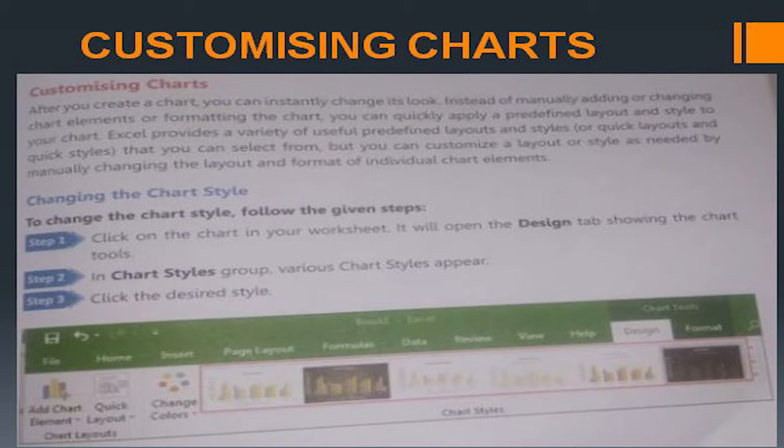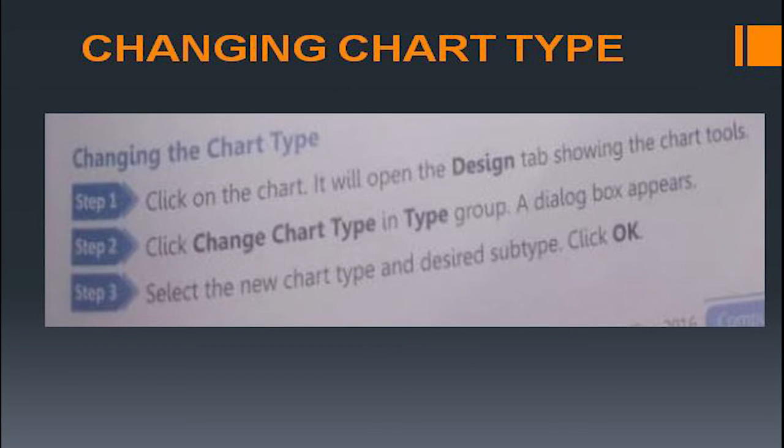Now let us have a look at changing the chart style. To change the chart style, follow the given steps. Click on the chart on your worksheet. It will open the Design tab showing the chart tools. In the Chart Styles group, various chart styles appear. Click the desired style.